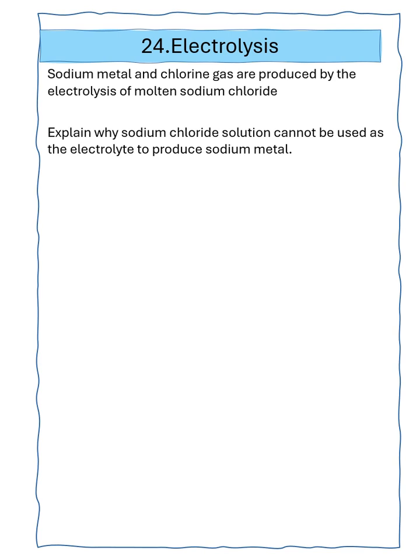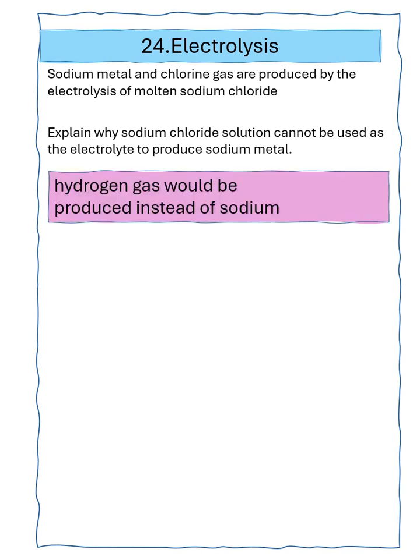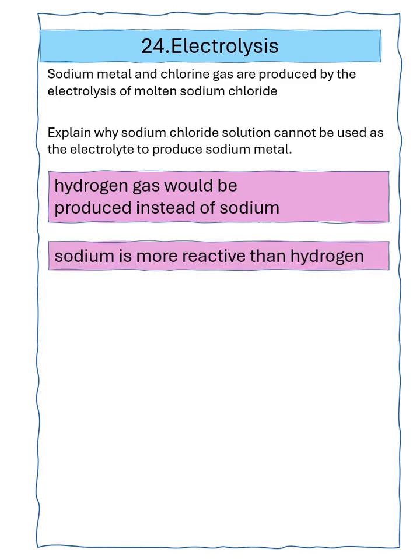Whereas if we use sodium chloride in solution, as well as the ions in sodium chloride, we've also got the ions in water, which is hydrogen and hydroxide. And if we carry out electrolysis of an aqueous solution, if the metal is more reactive than hydrogen, then we get hydrogen gas produced. So sodium is more reactive than hydrogen, so hydrogen gas will be produced instead of sodium at the negative electrode, and that's because sodium is more reactive than hydrogen.